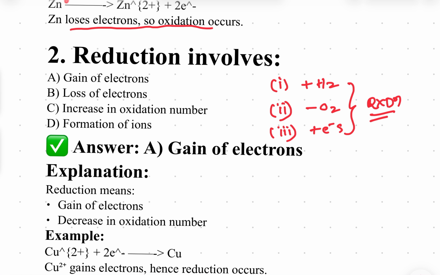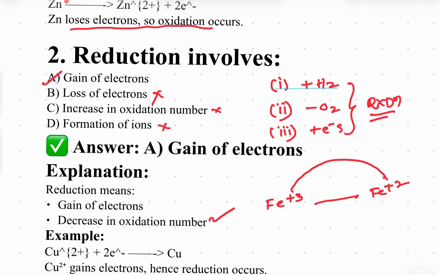See this. First one is gain of electron. Yes, this is your answer. So loss of electron is oxidation. Increasing oxidation number is oxidation. Formation of ion is not correct. So decreasing of oxidation state is also called what? Reduction. For example, you can take Fe plus 3 and Fe plus 2. See this decreasing of oxidation state.